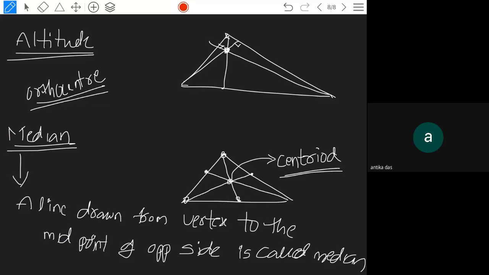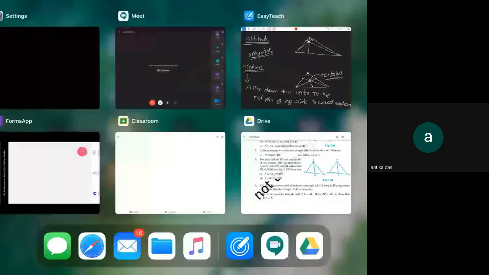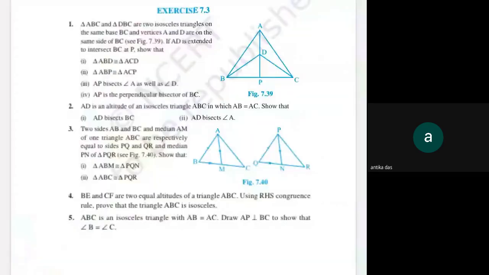Okay, so now the question is given on the median. Here see, two sides AB, AC and median AM of a triangle ABC are respectively equal to PQ, PR and median PN of the triangle PQR. Then show that triangle ABM is congruent to triangle PQN. How are they congruent? Can you say?